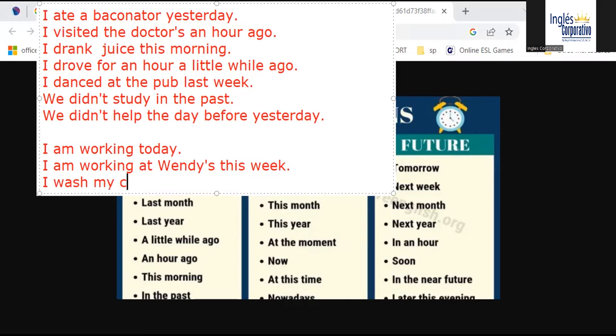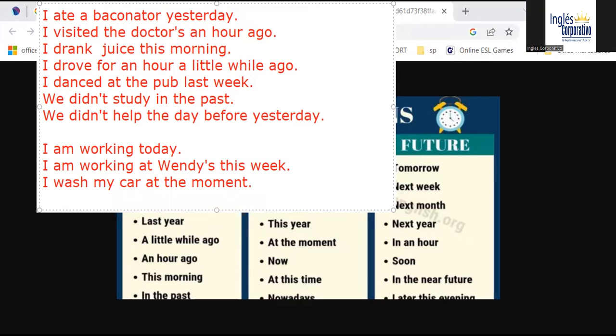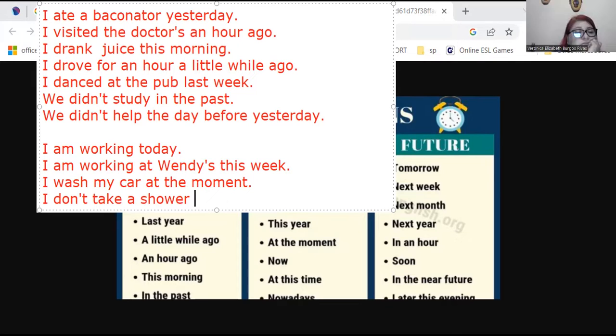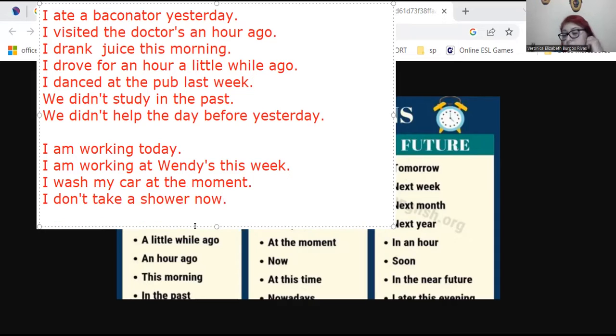I wash my car when? Any other time expression for the present? I wash my car? At the moment, okay. I don't take a shower. No, okay. So now let's switch into the future.